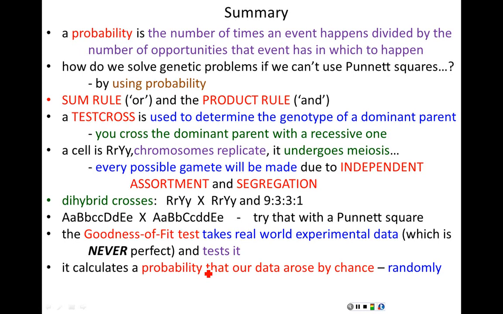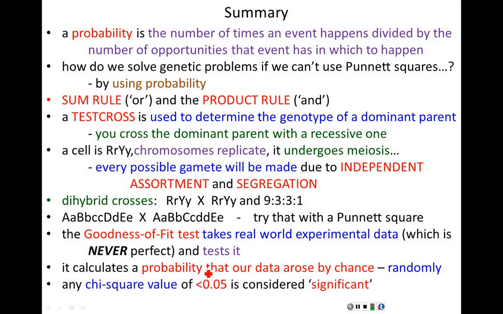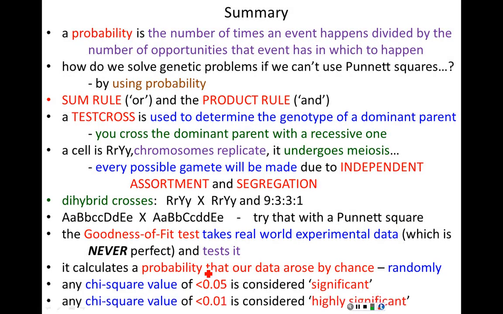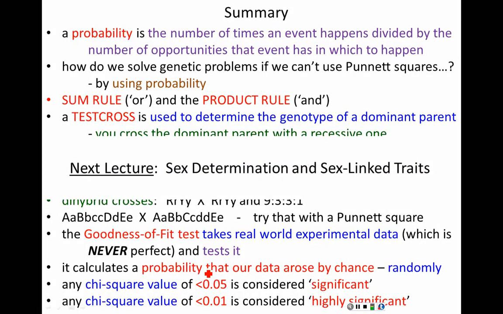This test calculates the probability that our data arose by chance, randomly, and so the higher that probability, the worse our data set, because it means our data is pretty much random. The lower the probability, that means the less that probably arose by chance, or the more it arose because we're right. We consider a chi-squared value less than 5% as significant and less than 1% as highly significant.